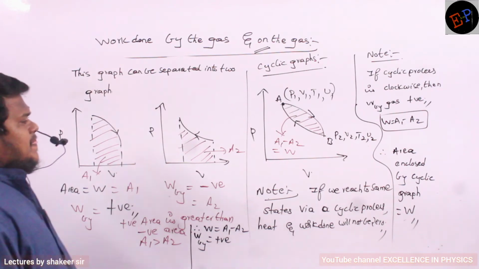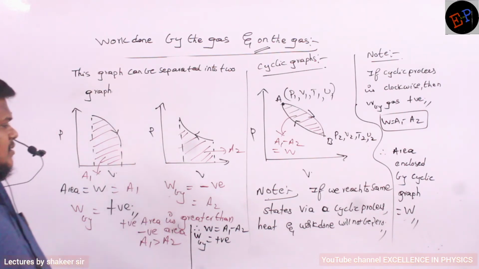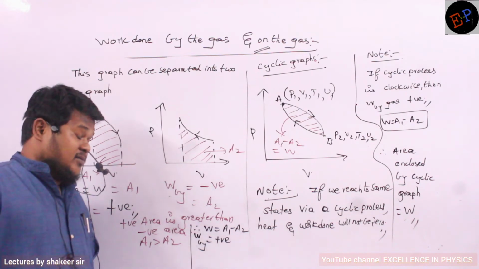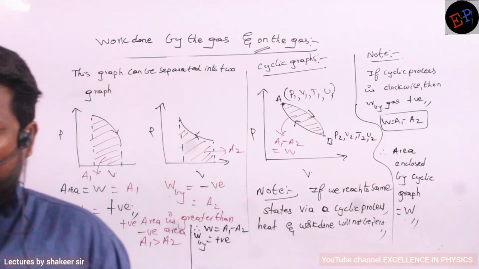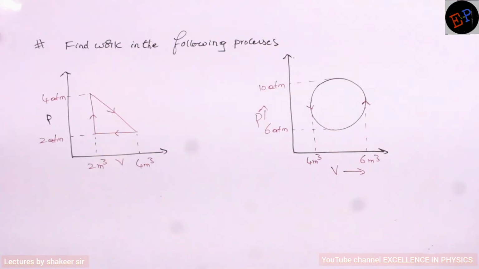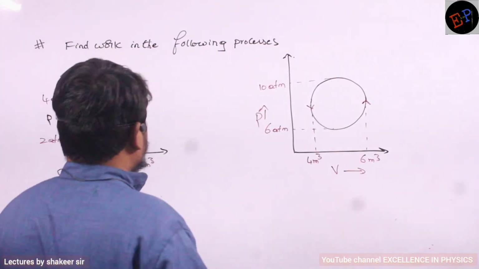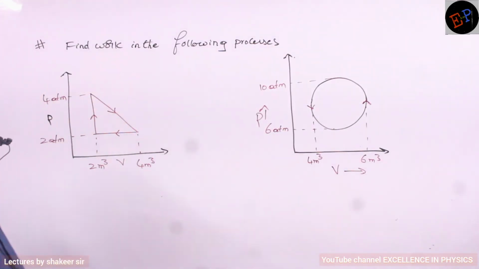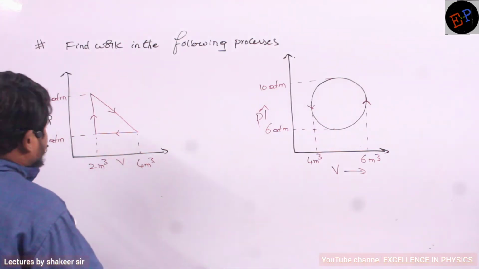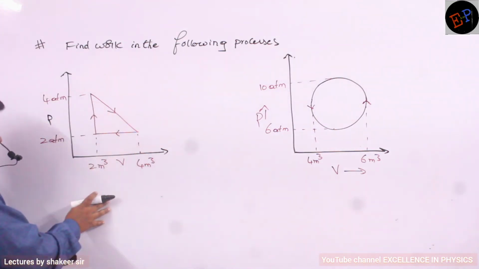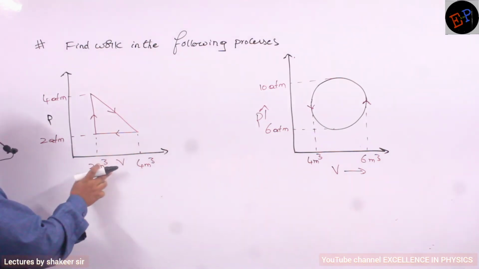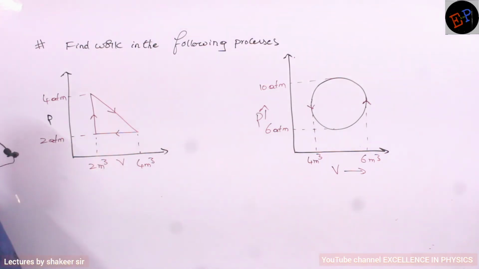Can you try? Completed? So these are the graphs given, and we are supposed to calculate the work done in these following processes. So this is the first process. This is the type of graph which is given. The values of volume and the values of pressure are given. So what is the work done in this condition?